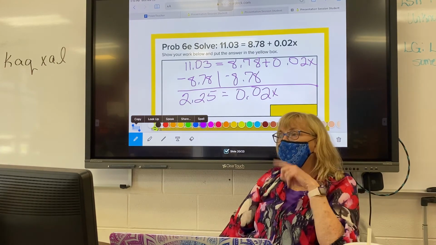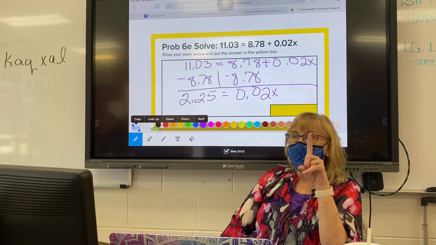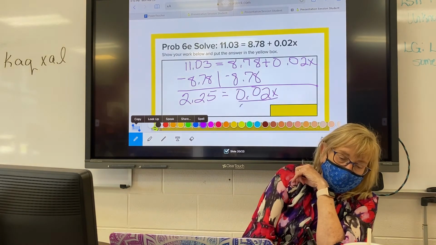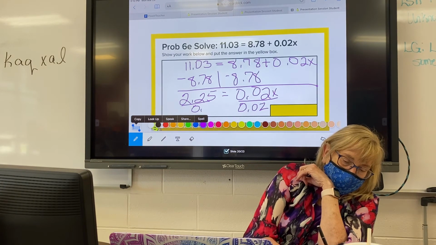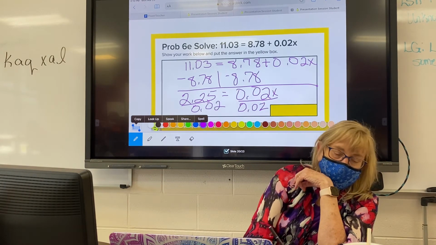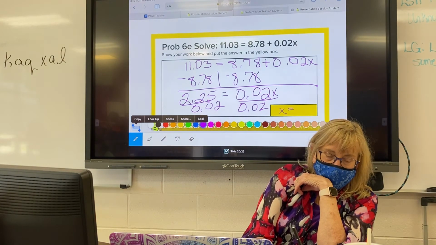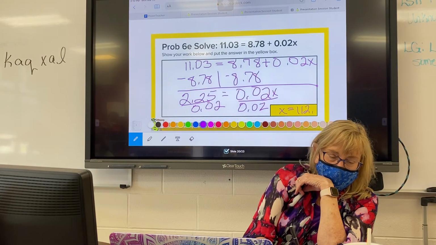Okay, now I want 1x. So how do I make anything that's multiplied go to 1? Divide. Divide it by itself. So if I divide both sides by 0.02, I get x equals 112.5. Yes.